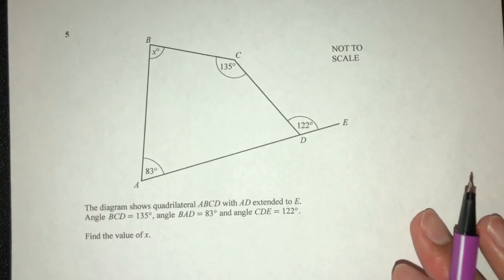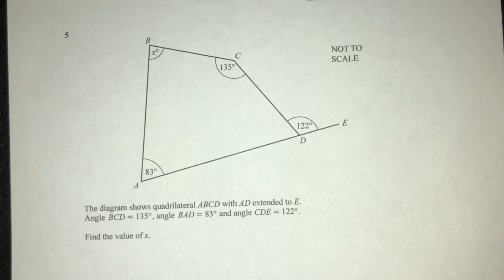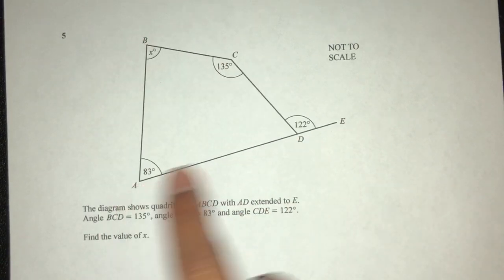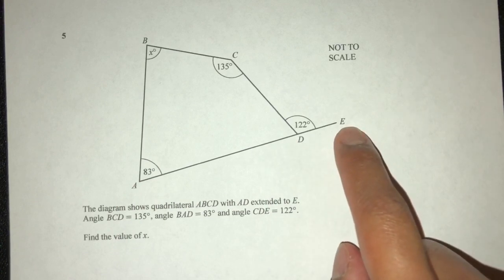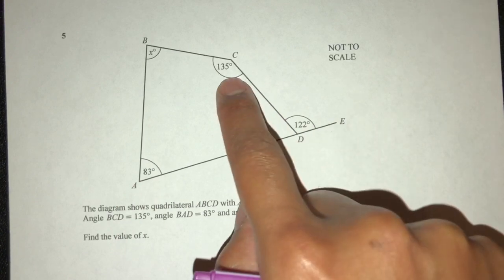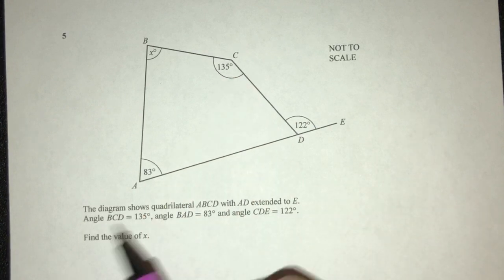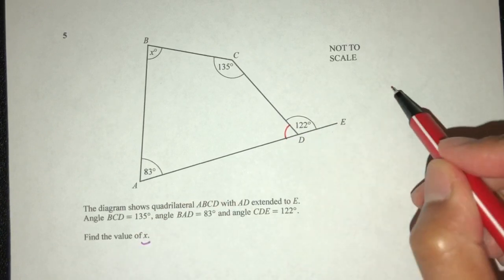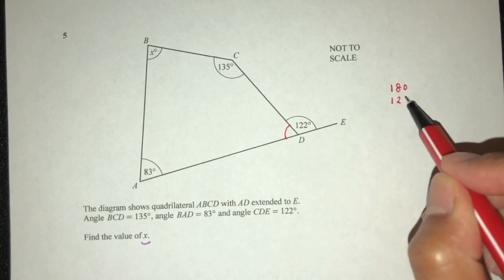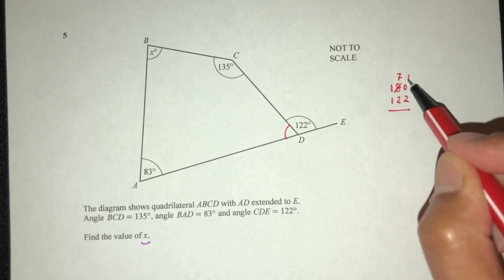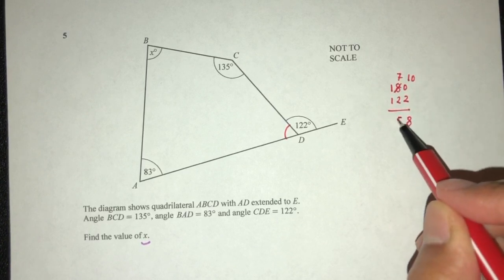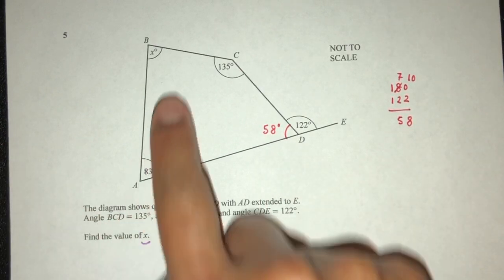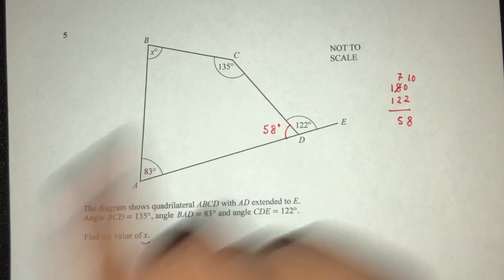Now number 5, the diagram shows a quad. We have a quad ABCD, with AD extended to E. Then we have the angle B, this is 135, and 83. We have to find the angle X. Pretty easy. Because this is a straight line, we understand this will be 180 minus 122. That should be 58.